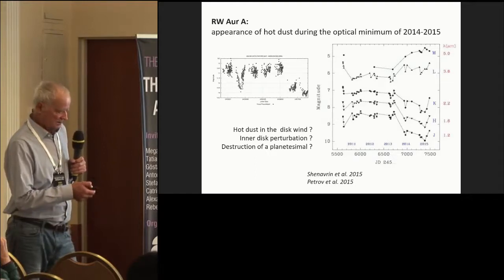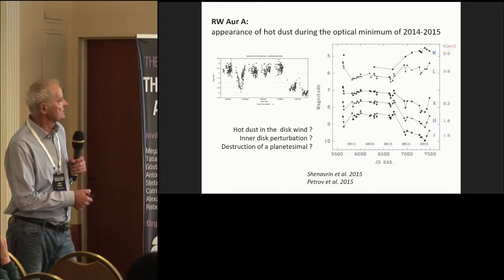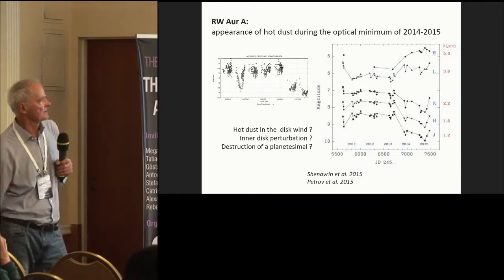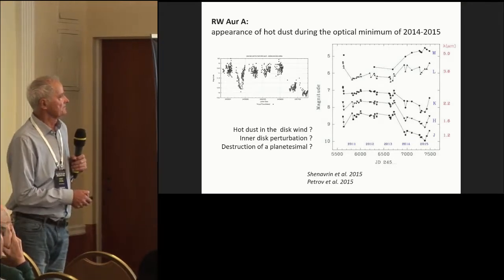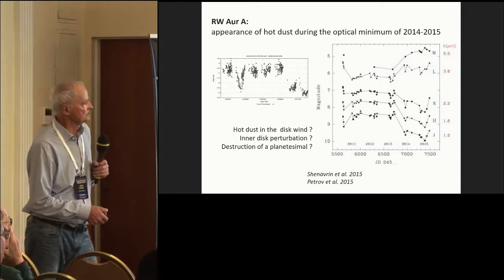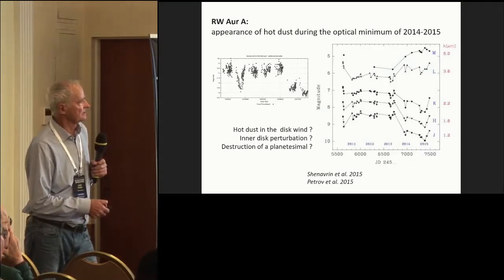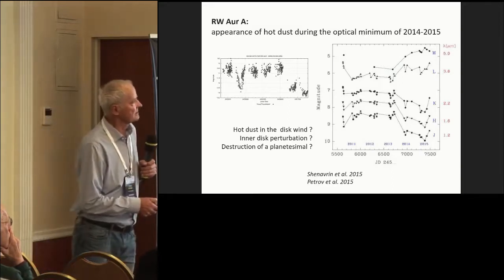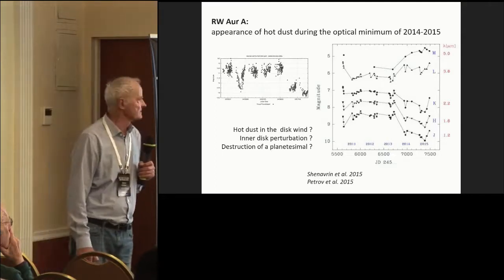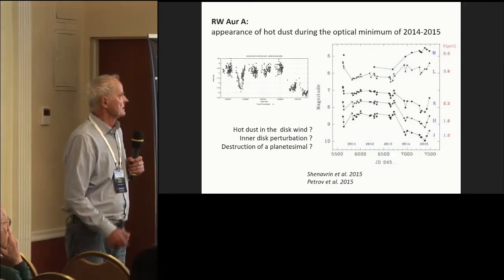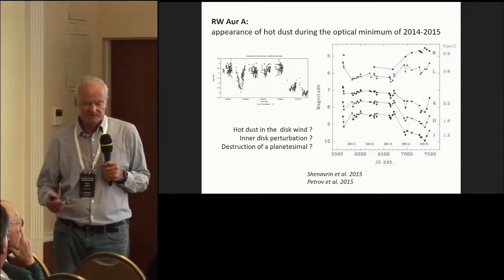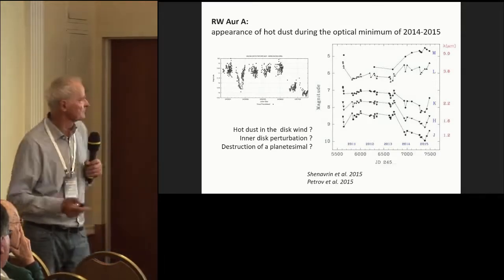In one of the dimming events in 2015, we discovered, well, Chenaurin discovered a new effect. When the star gets faint, invisible, it gets faint also in G, H, K bands, but it got brighter in L and M bands. It means the appearance of hot dust. And we suggested that this hot dust is the same material which obscures the star.